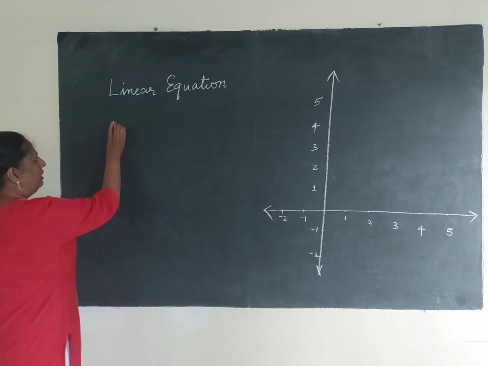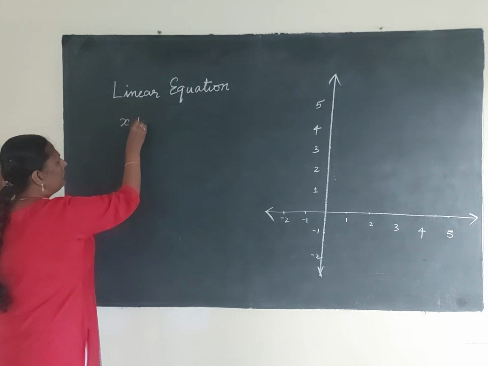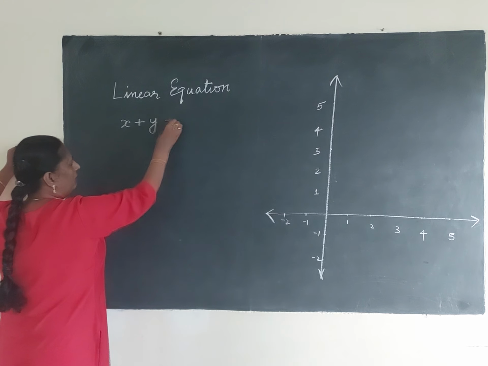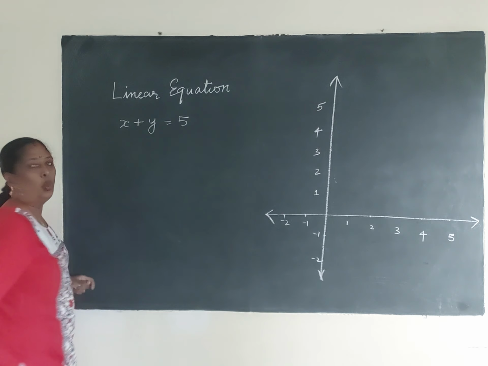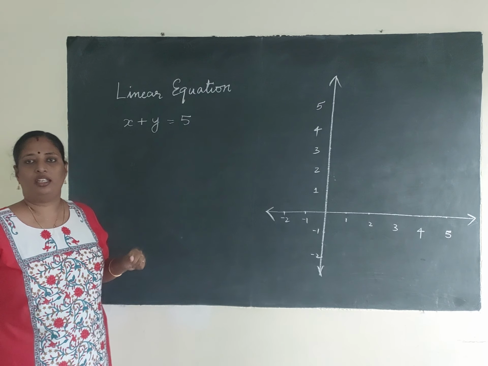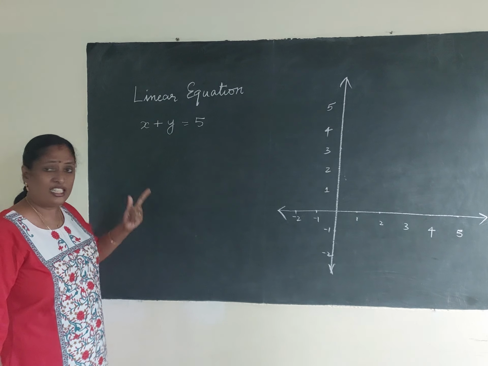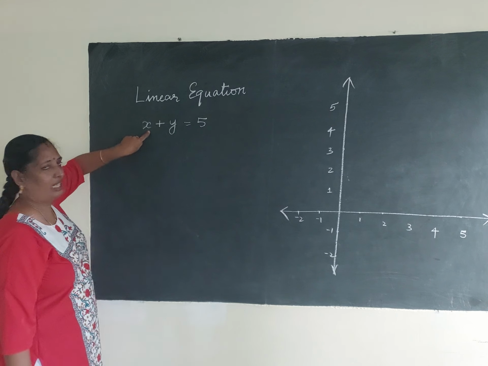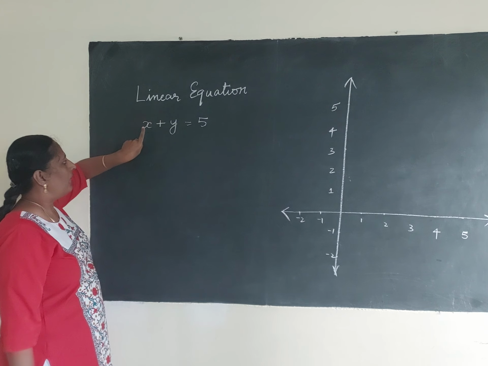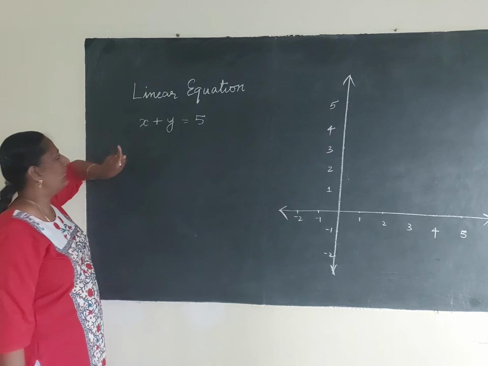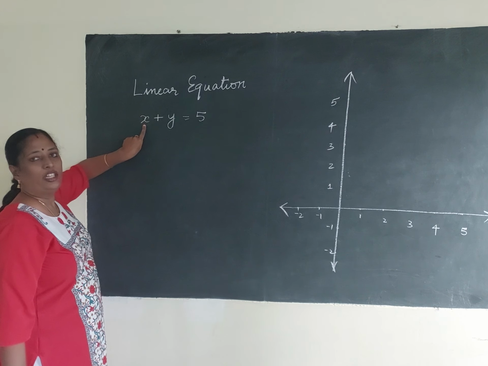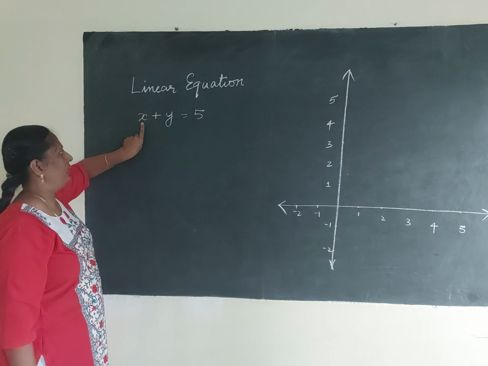For example, x plus y equal to 5. What is the degree of this equation? The degree of the equation is 1. What is the degree? The power of the variable. Here, the highest power of the variable is called the degree of the equation.